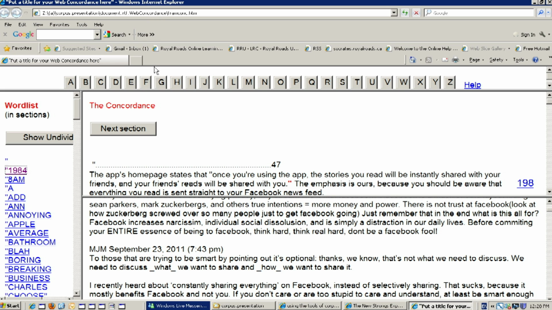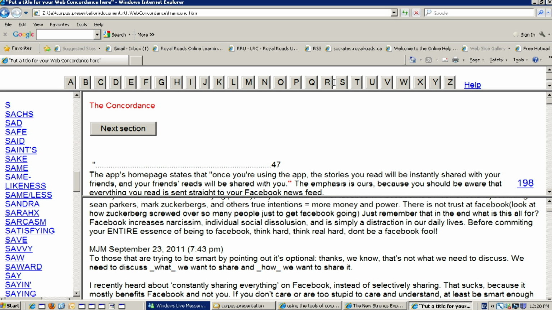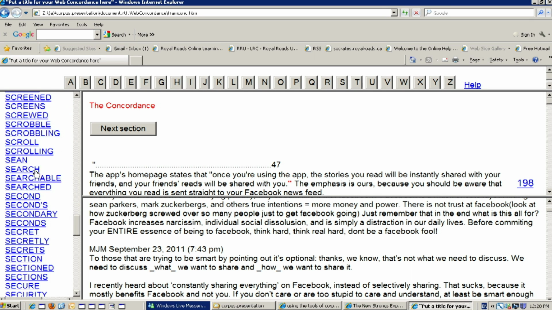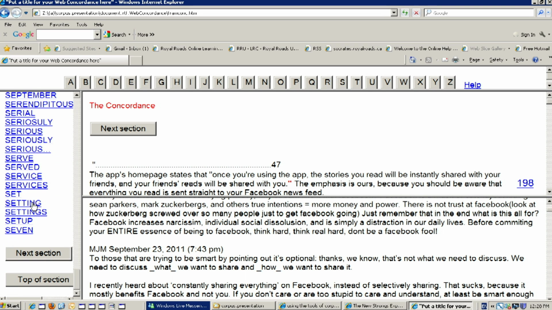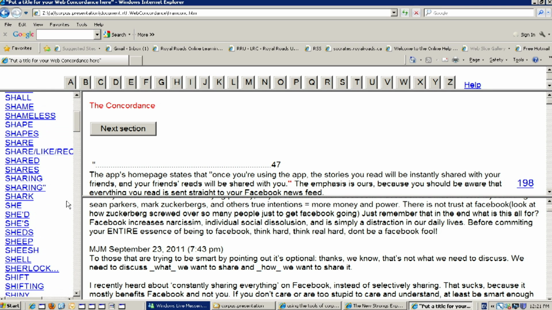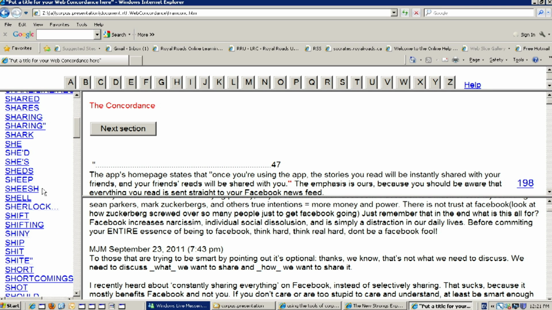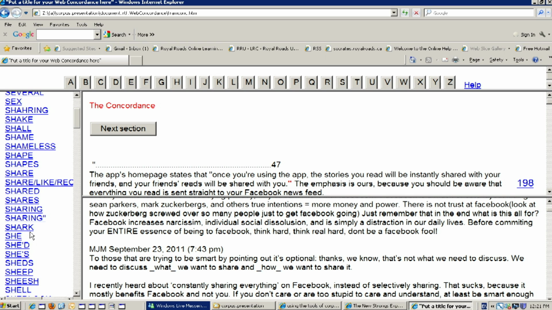But anyway, what you can do with this is you have a term. One of the terms that keeps showing up is sharing. So let's go to sharing. Here we go. You have several instances: sharing, shares, shared, share, like. Linguists would call this a lemma.